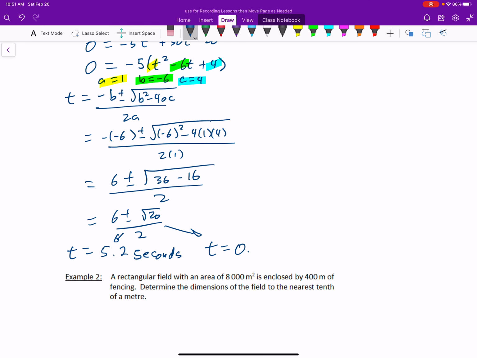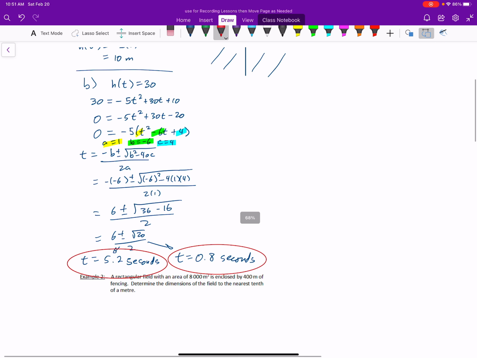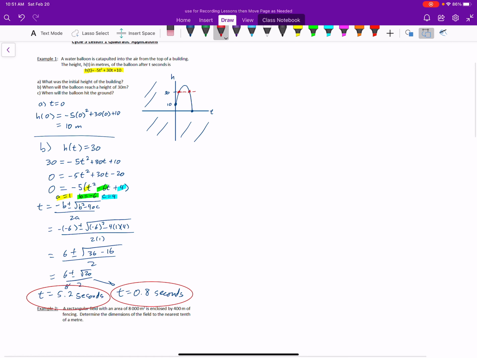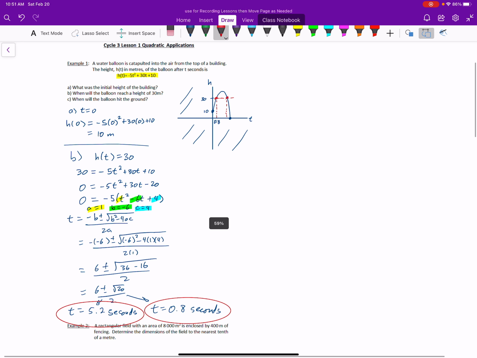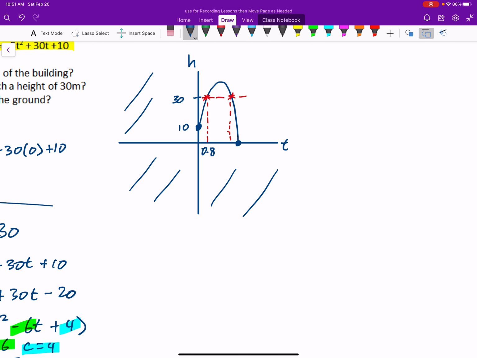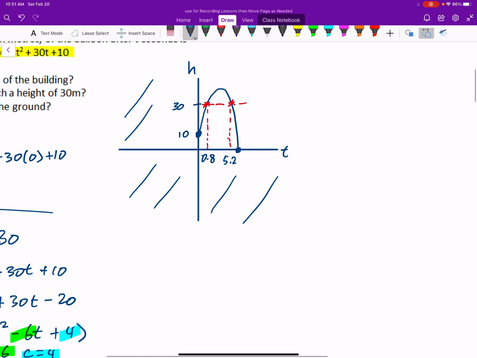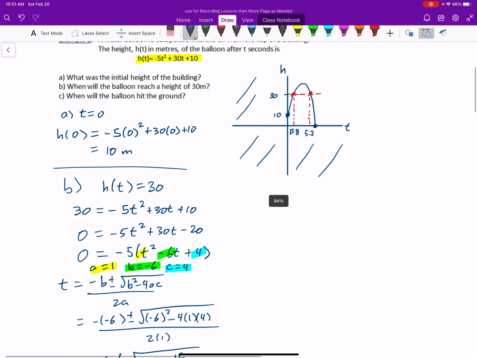So it turns out that there's 2 solutions, and we expected that. Again, that's where the sketches come in handy. They let us see that we can expect 2 different solutions. So we have one solution here at 0.8 seconds. We have another solution here at 5.2 seconds. So there are my solutions for part B.